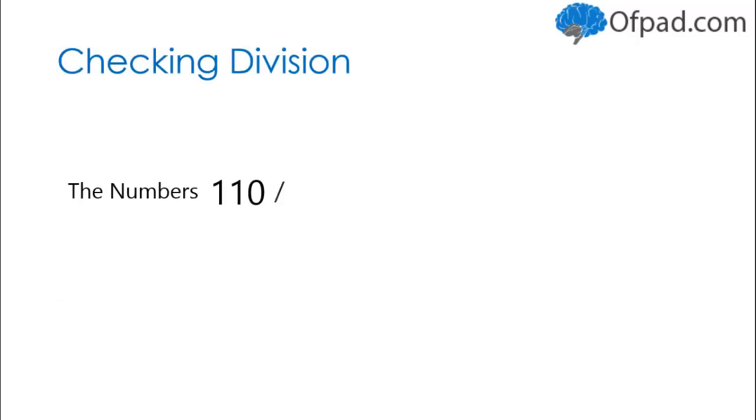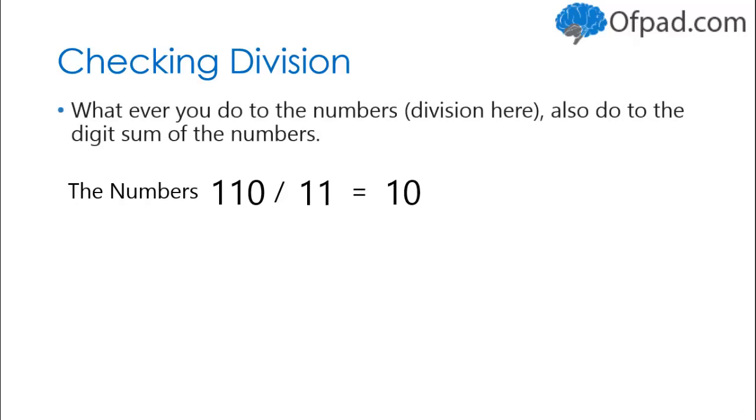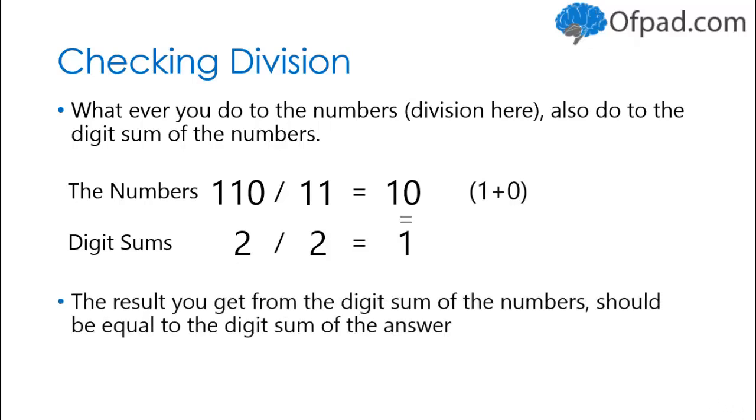Let us check if the division of 110 by 11 is equal to 10 without explicitly calculating it. Whatever you do to the numbers, also do to the digit sum of the numbers. Adding the 3 digits of 110, we get the digit sum of 110 as 2. Adding the 2 digits of 11, we get the digit sum of 11 as 2. Dividing 2 by 2, we get 1. The digit sum of the answer 10 is also 1, so the division is done correctly.